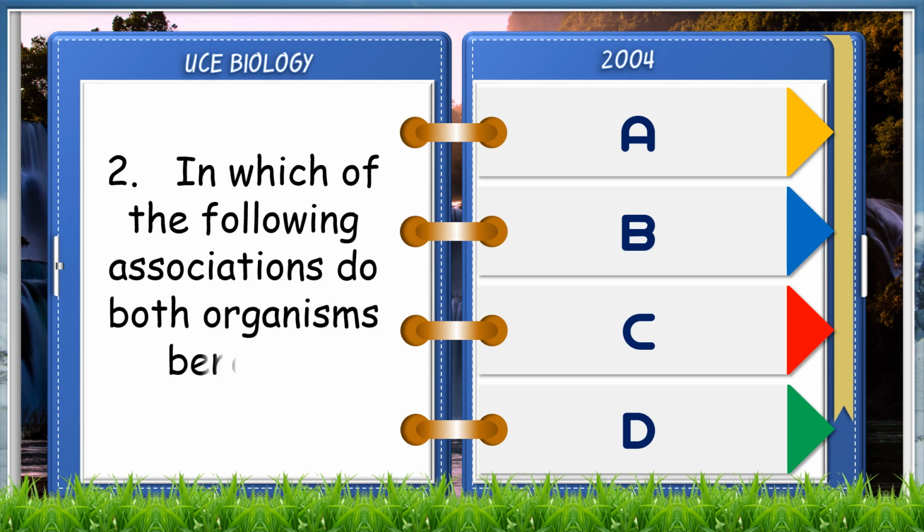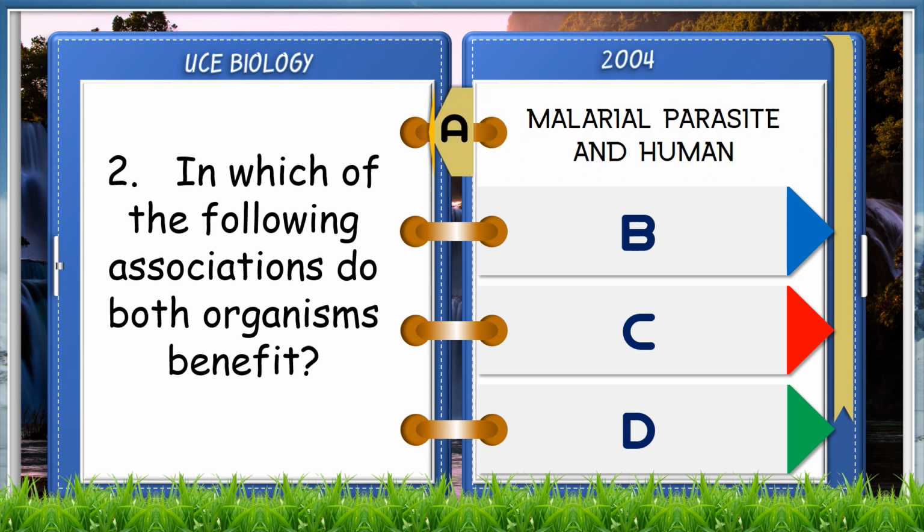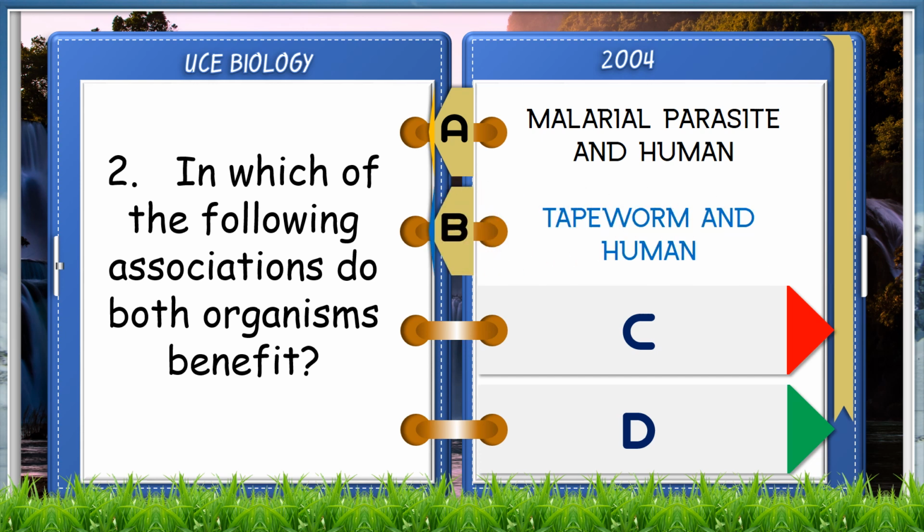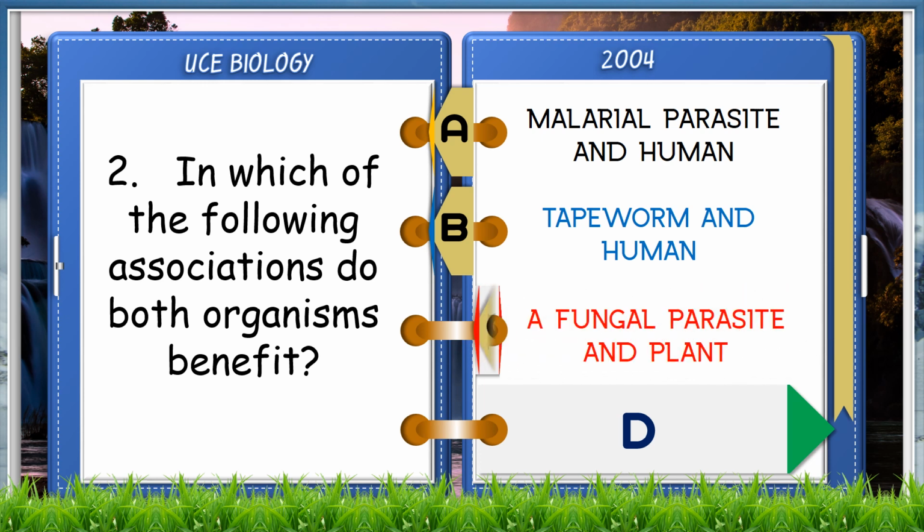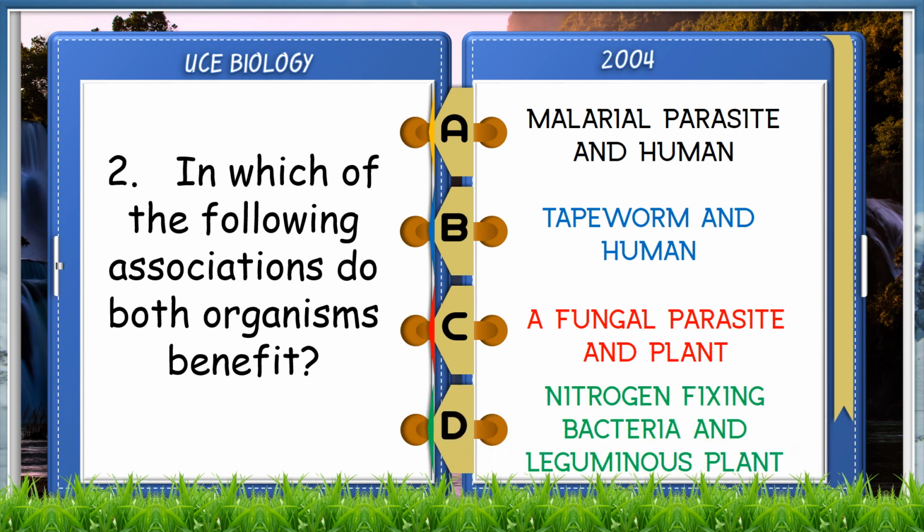In which of the following associations do both organisms benefit? A. Malleolopalazite and human. B. Tapeworm and human. C. A fungopalazite and plant. D. Nitrogen-fixing bacteria and leguminous plant. The answer is D. Nitrogen-fixing bacteria and leguminous plant.